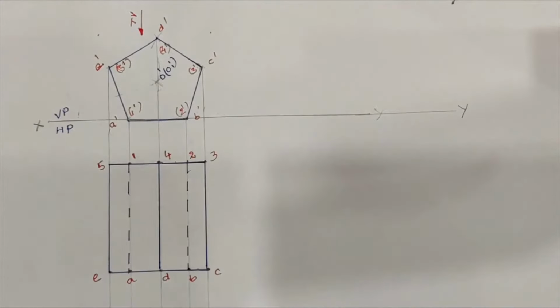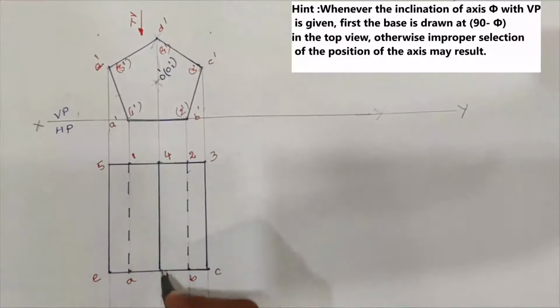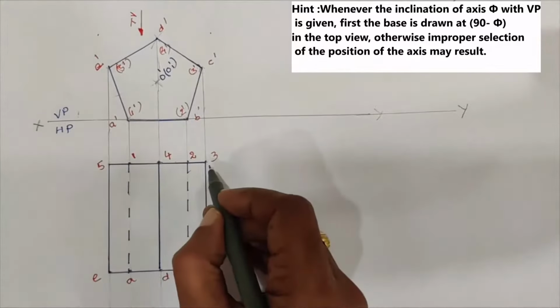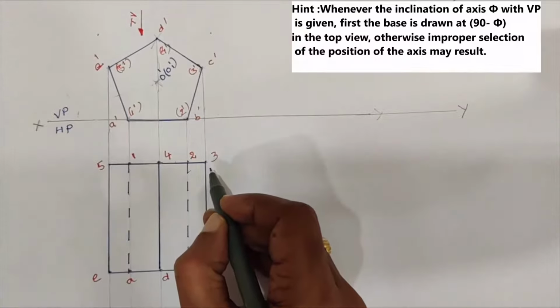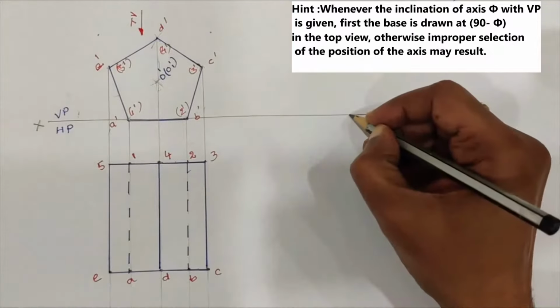If the axis is making an angle of 45 degrees with VP, then the base is going to make an angle of 90 minus 45 degrees with the VP. Here, this base as well as axis are mutually perpendicular. So, if the axis is making an angle of 45 degrees with VP, this base is going to make an angle of 90 minus 45 degrees with the VP. Draw a 45 degrees inclination line to the XY line.